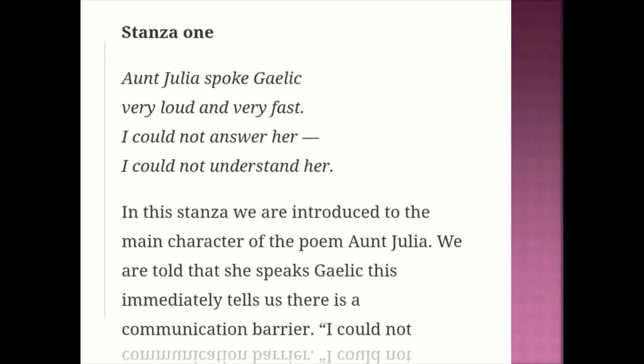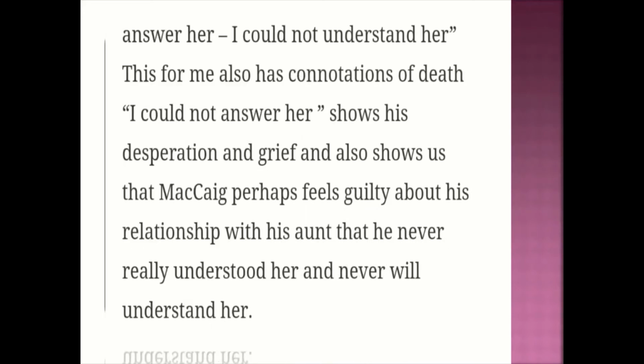He used the two lines, I could not answer her and I could not understand her. This for me also has connotations of death. I could not answer her shows his desperation and grief, and also shows us that McCaig perhaps feels guilty about his relationship with his aunt, that he never really understood her and never will understand her.